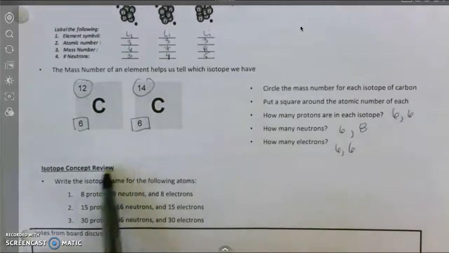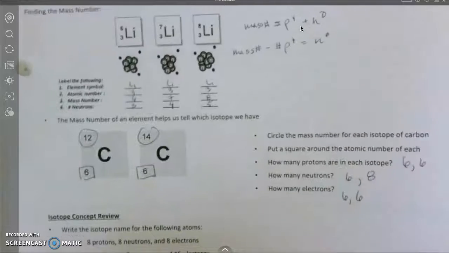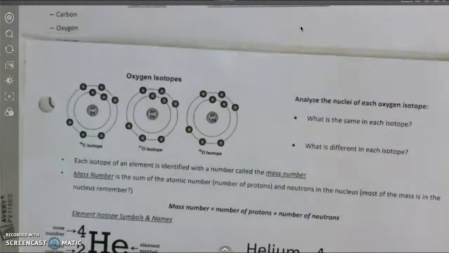Okay, give this concept check review on the go a try. So hit pause and do that, and then we're going to continue when you get back.